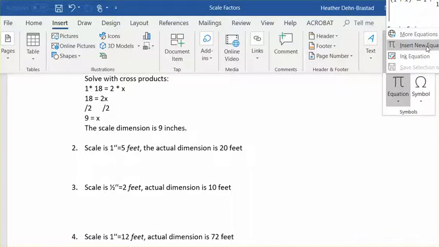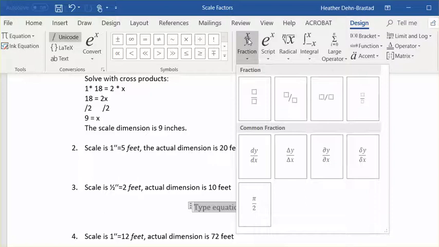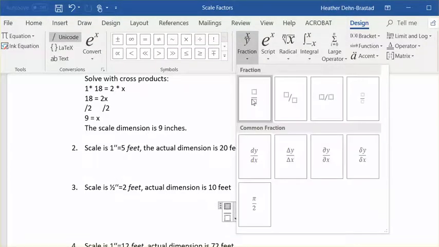So I'm going to go to the equations option, and this is what your equations bar looks like. I want a fraction, so I just pick it right from there. There's my fraction, and then I can put in exactly what I want. And my first one is going to be my scale, which is 1/2 over 2. It's 1/2 inches equals 2 feet, but I just need the numbers in here. So I'm going to put another fraction within my fraction.